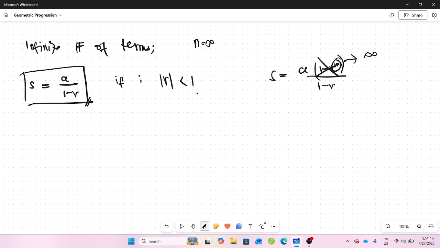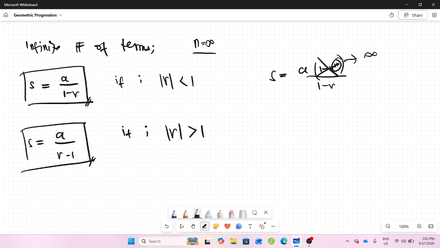Now, what if our r here is greater than 1 and n is also approaching infinity? Our equation for solving the sum will be equal to a over r minus 1. And that is all about geometric progression.